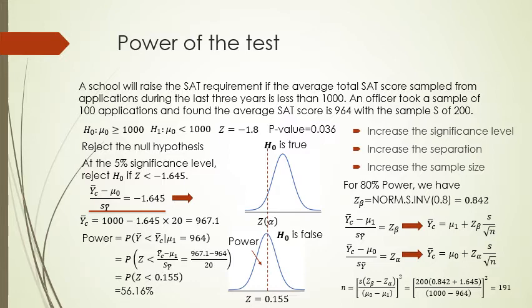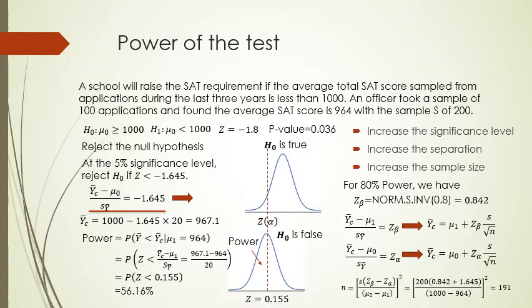Power is the probability of rejecting the null when in fact it is false. We have a sample mean of 964, and it is less than 967.1. Thus, we believe the alternative hypothesis is true. Since the average SAT score is 964 in our example, the sampling distribution would be a normal distribution with mu 964 and a standard error of 20 when the null hypothesis is false.